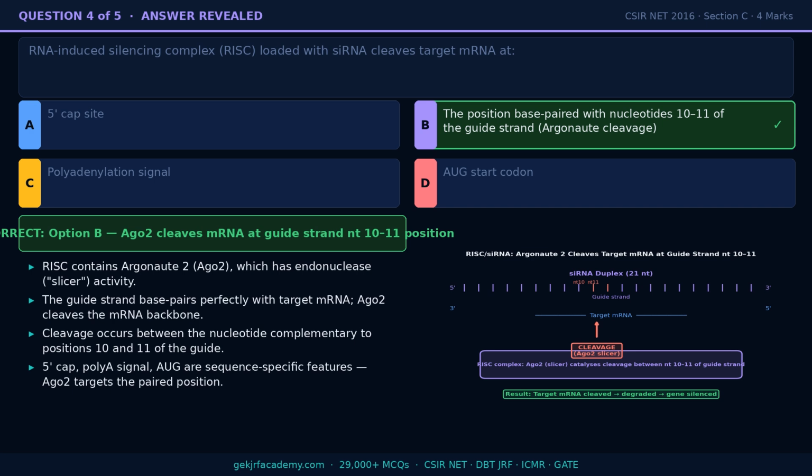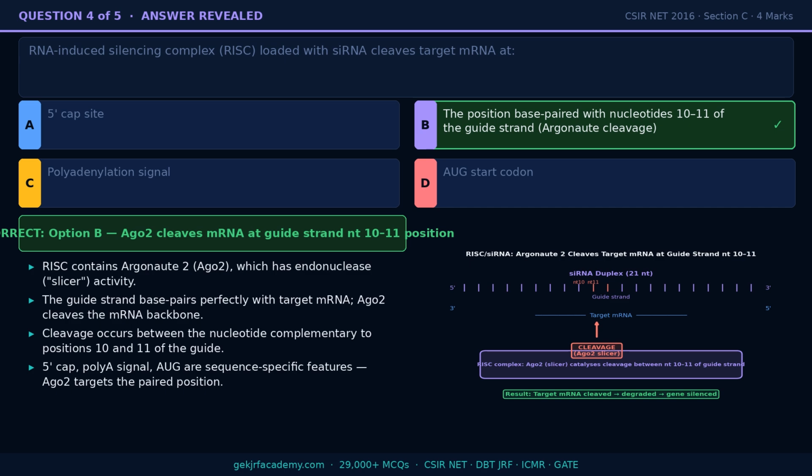RISC, the RNA-induced silencing complex, is built around the Argonaute protein family. In the siRNA pathway, Argonaute 2 is loaded with the guide strand of the siRNA duplex. The guide strand has perfect complementarity to the target mRNA. When Argonaute 2 binds the target through this complementarity, it positions its catalytic PIWI domain, which has RNase-H-like endonuclease activity, over the target mRNA backbone.